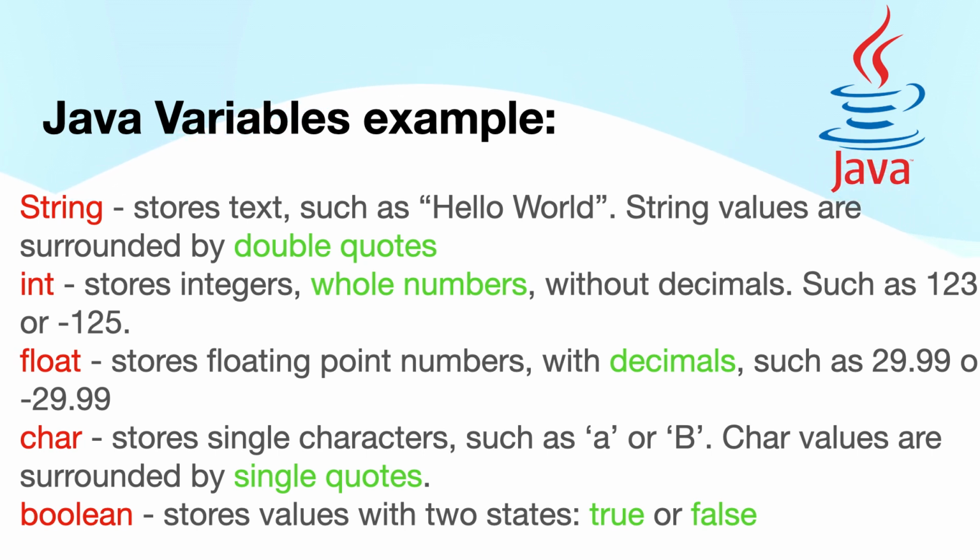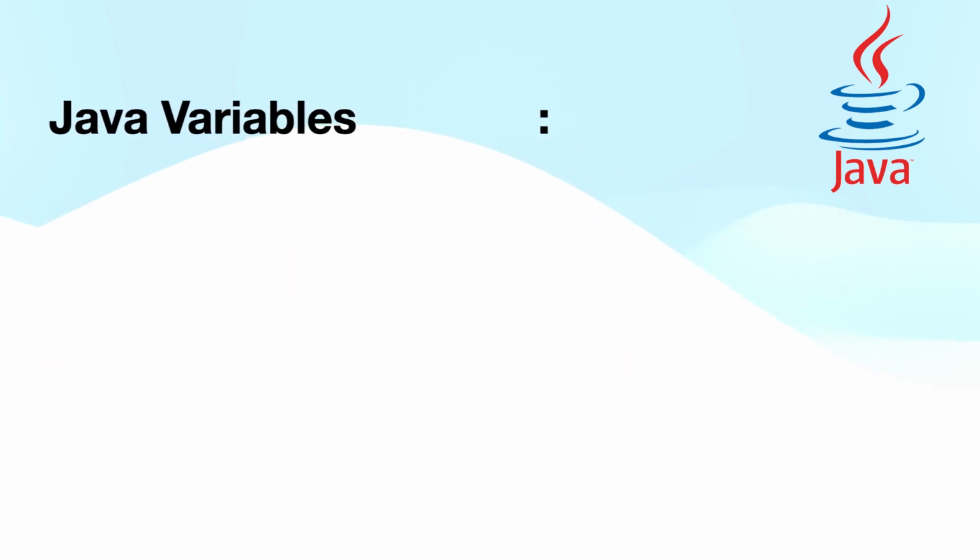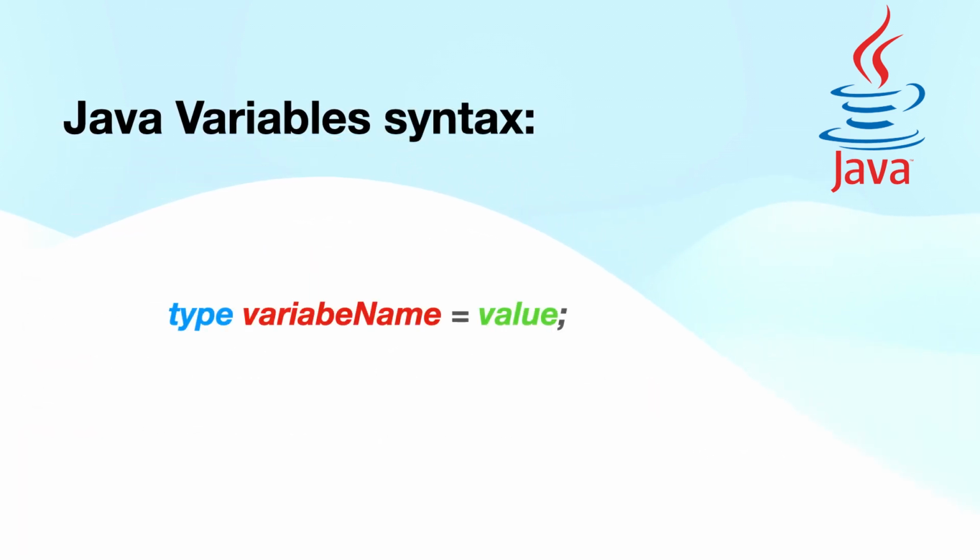and characters are surrounded by single quotes. Simple as that. Okay, so let's see the Java variable syntax. It is the data type, the variable name, and the value. For example, string is a data type, and we assign it a variable name such as name, and the value should be within double quotes, like hello world or whatever. So that's the variable syntax.